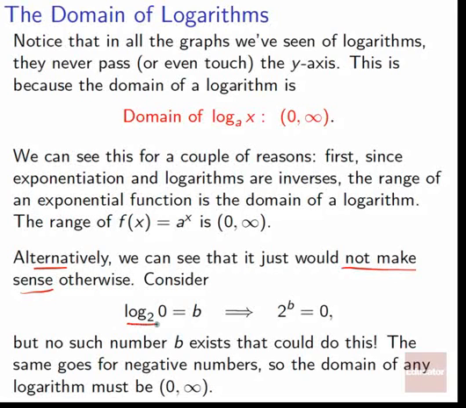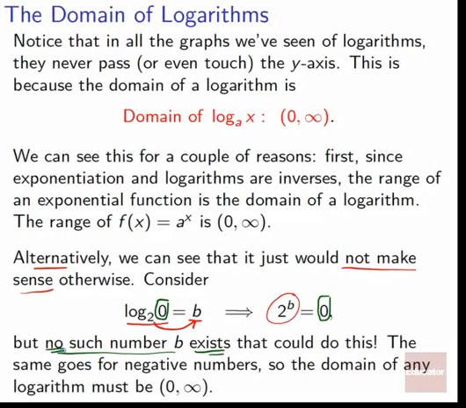Consider if we try to take log base 2 of 0. Then we know that that's got to be equal to some number b for it to be a possible thing. Then that means that 2 to the b has to somehow be equal to 0. But that doesn't make any sense. No such number b exists. No possible number could exist that would be able to take 2 and turn it into 0. 2 to the b can't ever become 0. If we plug in any number, we can make very small numbers, but we can't actually get all the way to 0. We can't touch 0.